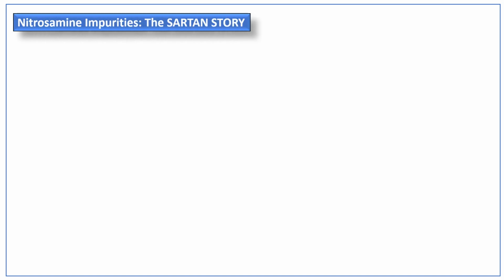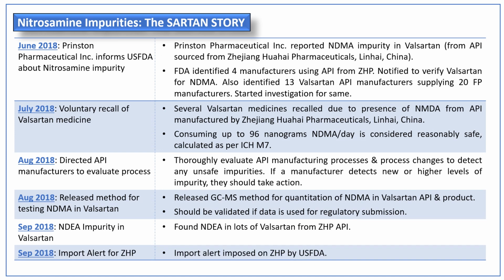We'll look into the timeline of the sartans that had nitrosamine impurities, right? So in June 2018, an organization in the US, Princeton Pharmaceuticals, reported that they had NDMA impurity in valsartan, which was sourced from a Chinese company, Zhejiang Huahai Pharmaceutical, referred to as ZHP.